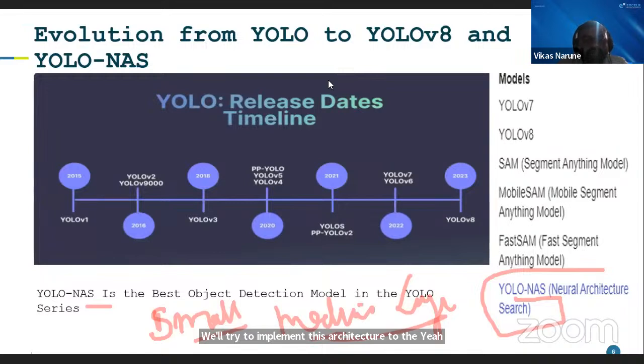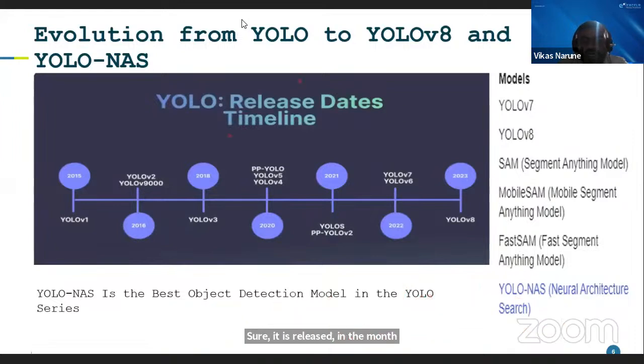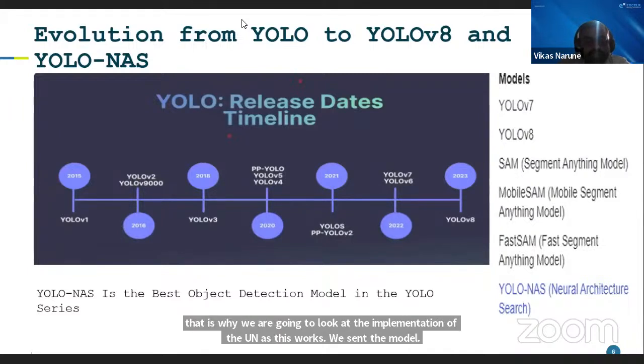YOLO NAS has been developed this year only, in the month of June 2023. It was released in June 2023. So that is why we are going to look at the implementation of YOLO NAS. This was a recent model, so we'll try to understand the recent one. All right, guys, let's try to understand.